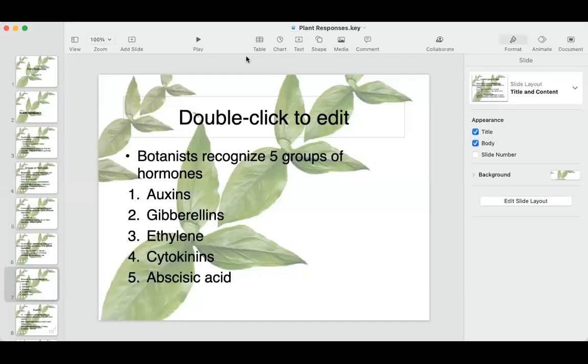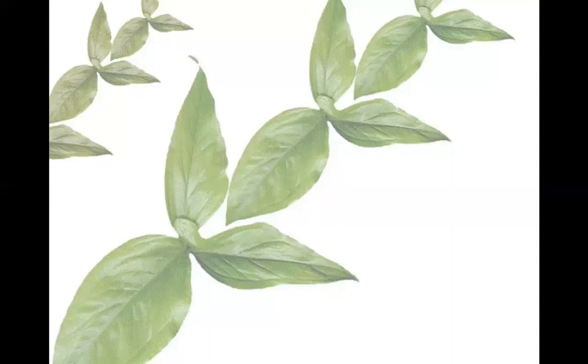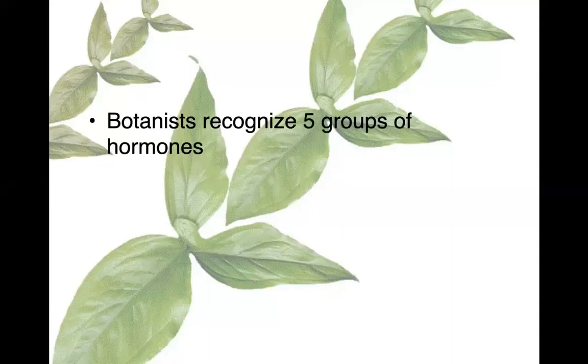This is the beginning of the last unit, which is on how plants respond to their environment. And today's topic is going to be explaining what the 5 groups of plant hormones are and what their effects are.